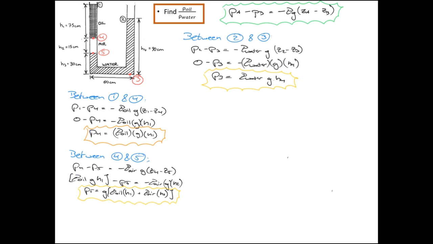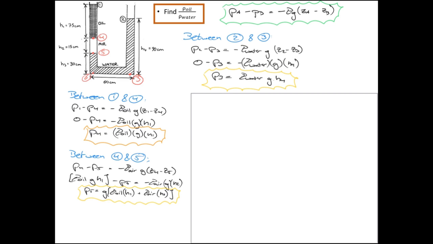So substituting in this expression for the pressure at point 4, we're able to get an expression for the pressure at point 5, which is given here in the yellow box, which is the acceleration due to gravity multiplied by the density of the oil multiplied by H1 plus the density of the air multiplied by H2.